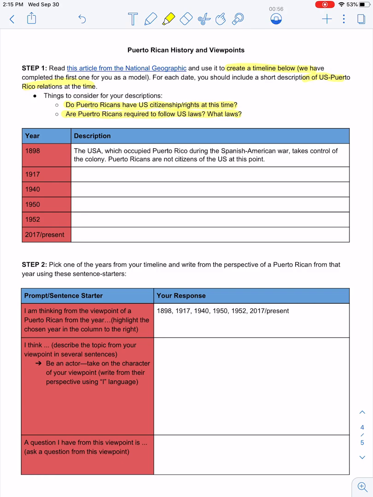Okay, so if we look at your chart here, it starts off with 1898, and this one is done for you. It says the USA, which occupied Puerto Rico during the Spanish-American War, takes control of the colony. Puerto Ricans are not citizens of the US at this point. So as we read the article from National Geographic, you are going to be looking for these dates: 1917, 1940, 1950, 1952, and then 2017 to present.